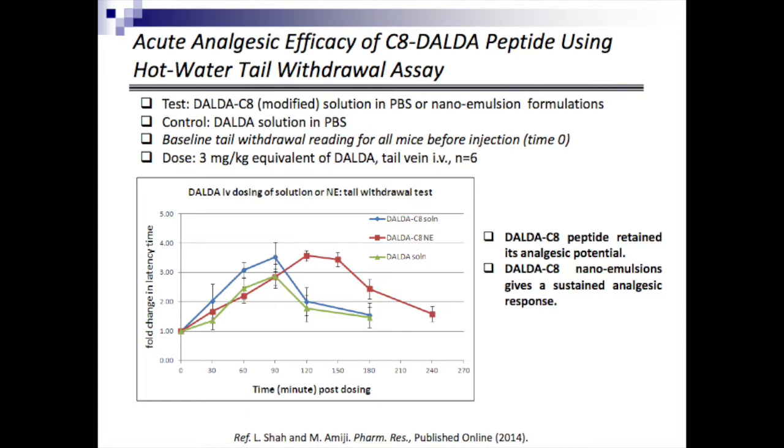For this test, we use CD1 mice. Our dose of the peptide was 3 milligrams per kilogram, and we compared the nano-emulsion form of C8 modified DALDA with the solution form of C8 modified DALDA. We also used just the native DALDA itself, without the lipid modification, as a control to make sure that we have not seen any change in the activity with the C8 modification.